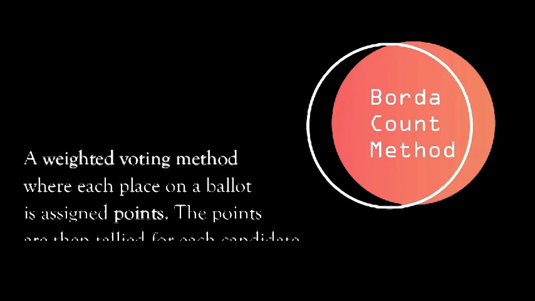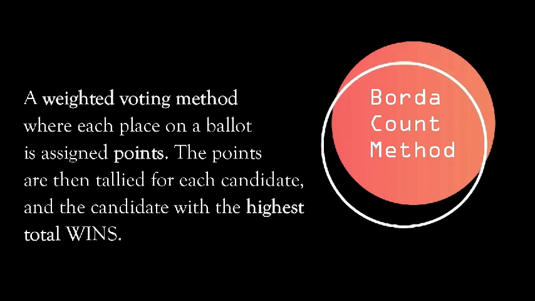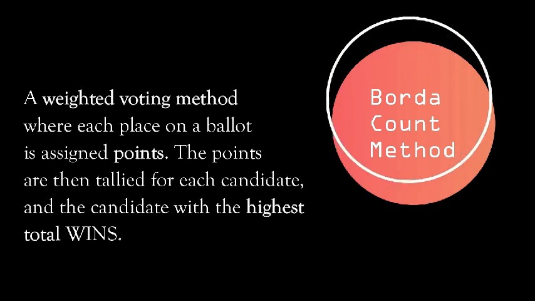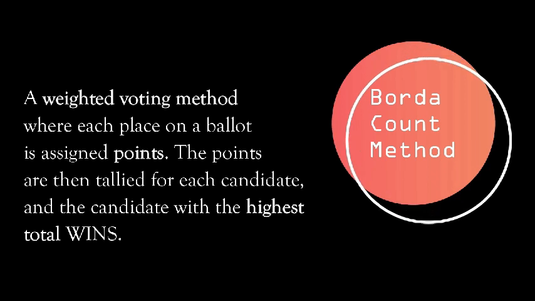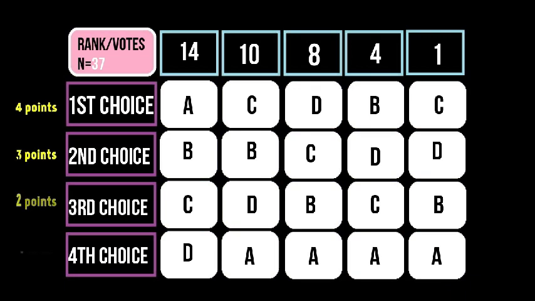Moving on to the second voting method, the Borda count method, which is a weighted voting method where each place on a ballot is assigned points. The points are then tallied for each candidate and the candidate with the highest total wins. Now let's try it. First, we assign each rank their values, 1 point being the lowest, and multiply this value to the number of votes above.